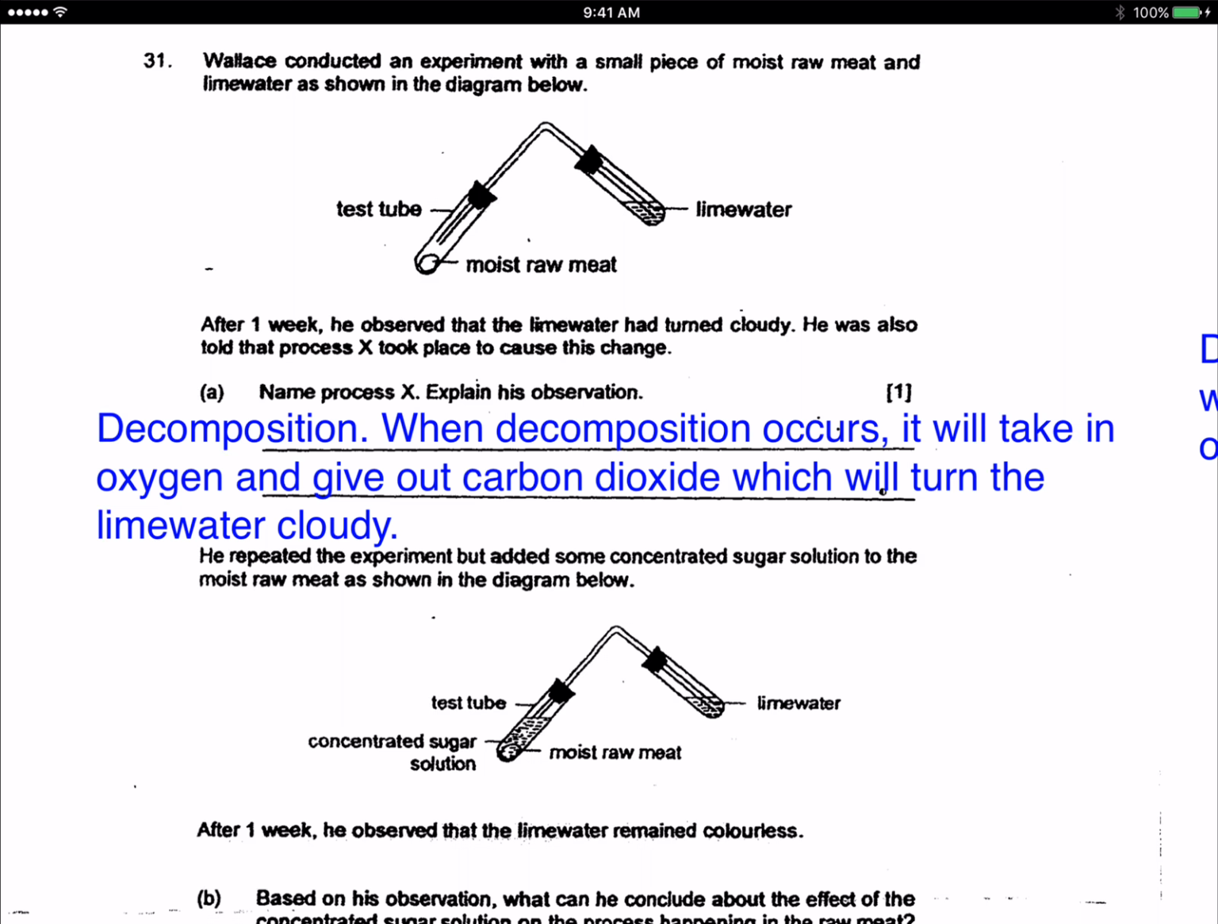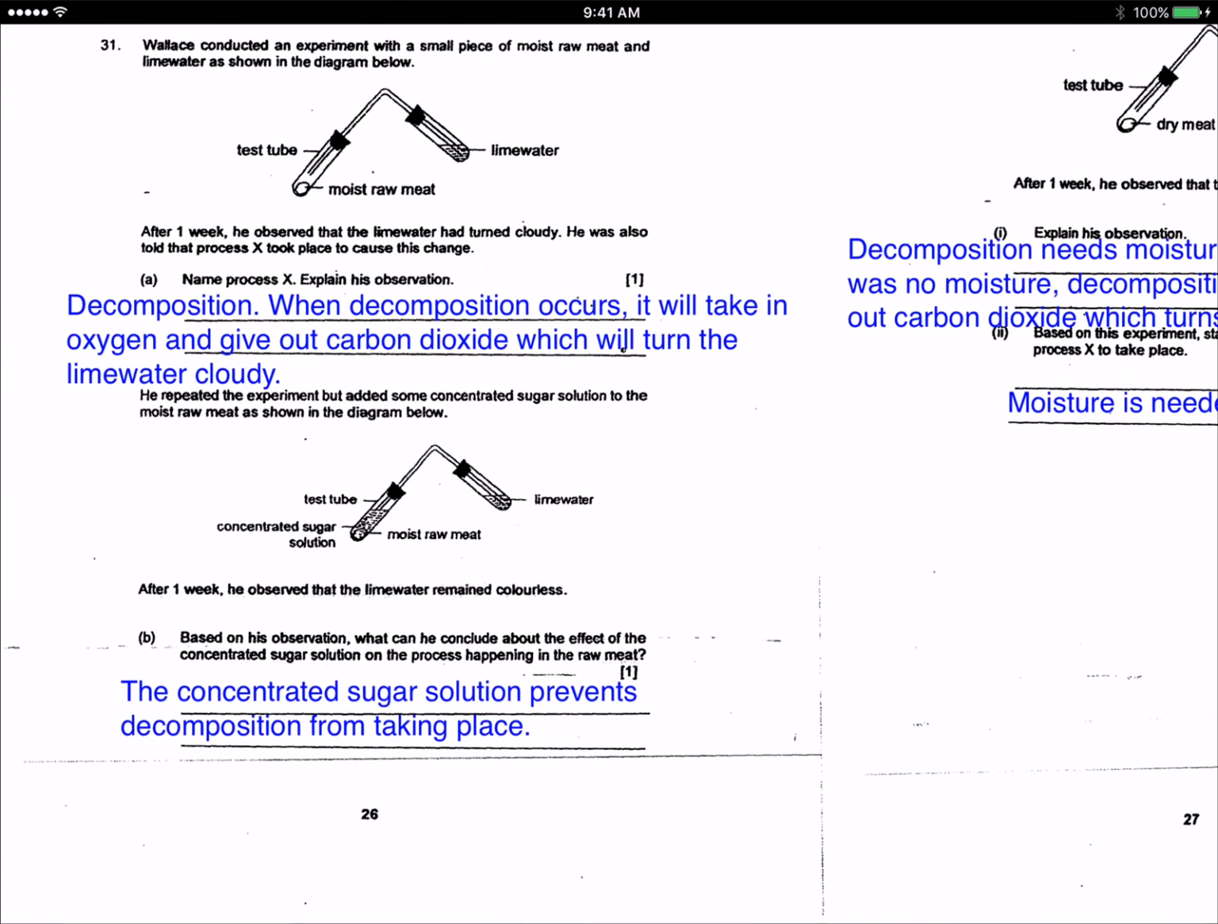So the factors of decomposition are water, oxygen, and warmth. Because when decomposition occurs, it's similar to germination, right? It will take in oxygen, give out carbon dioxide, and the carbon dioxide turns the lime water cloudy. Okay, so that's the answer there.